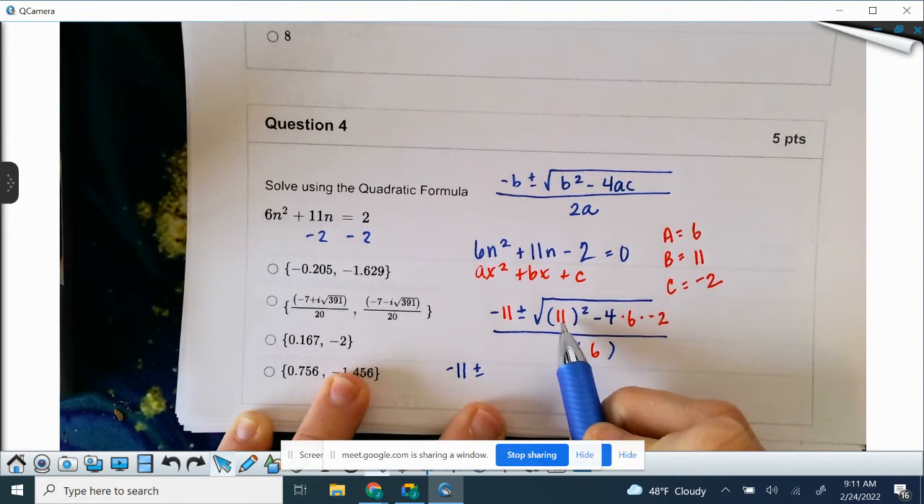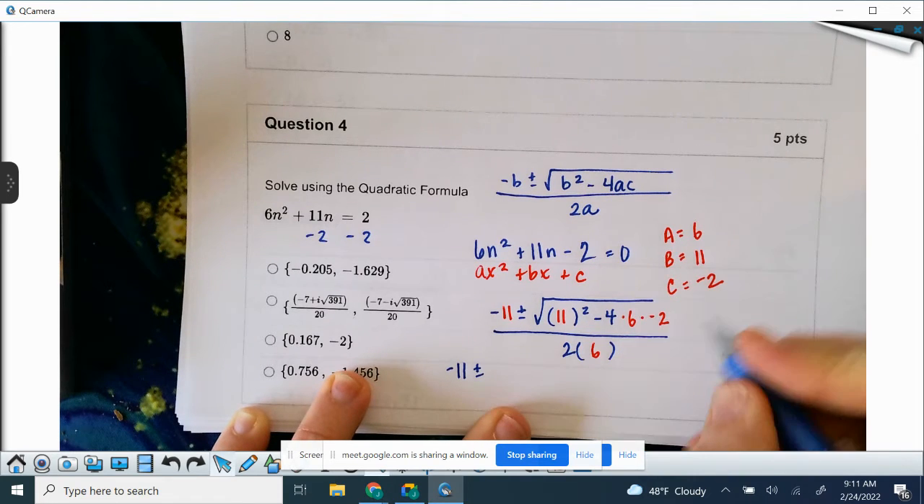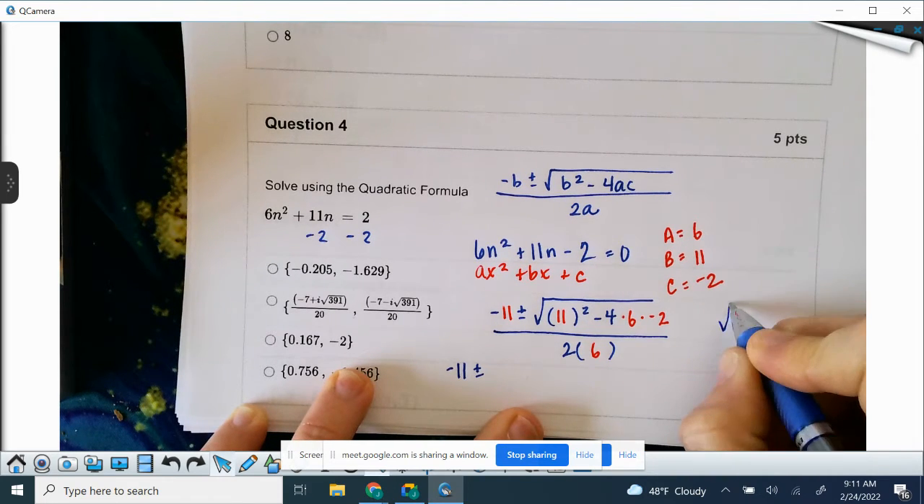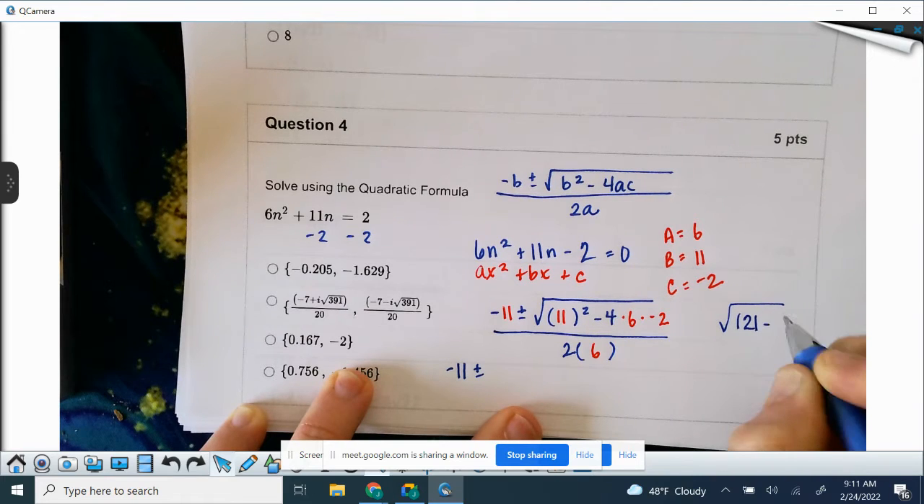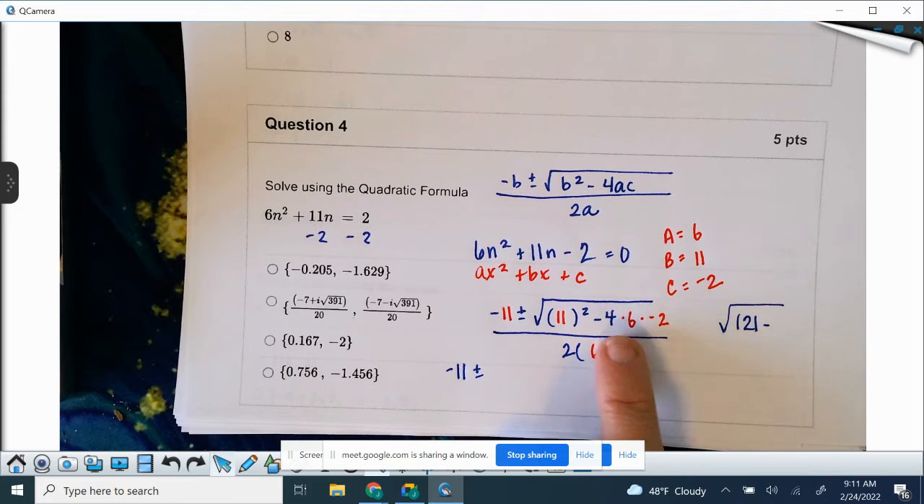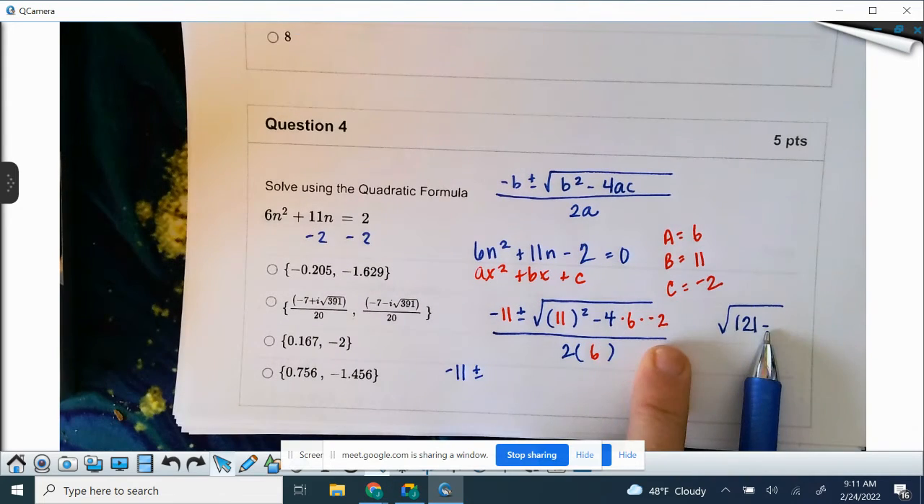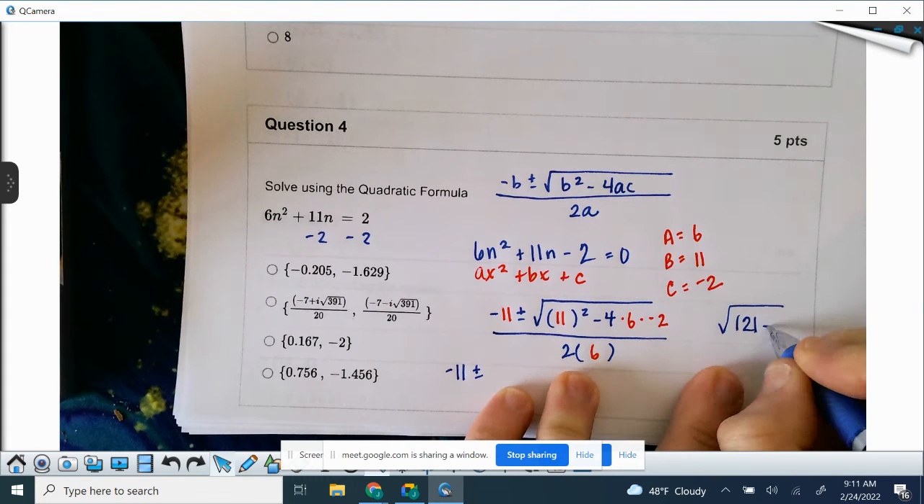So 11 squared is 121. So I'm just going to take the part underneath the root bar. So 121 minus 4 times 6, which is going to be 24, and then times a -2. So it's a negative and a negative, so it actually is going to become a positive. 4 times 6 is 24, minus 24 times the negative 2 is going to be a positive 48.